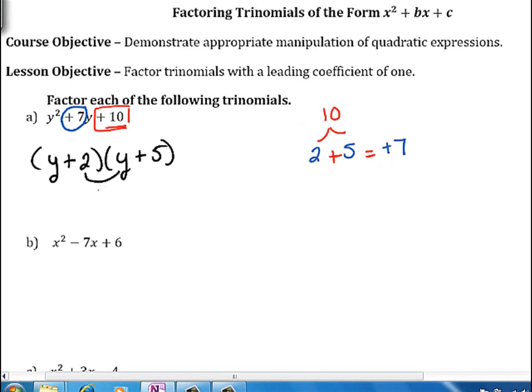So now when we do FOIL, we get 2y from multiplying the inners, and we get 5y from multiplying the outers, and when we add those two together, we end up getting the 7y that we need in the middle. And so this factors as y plus 2 times the quantity y plus 5.